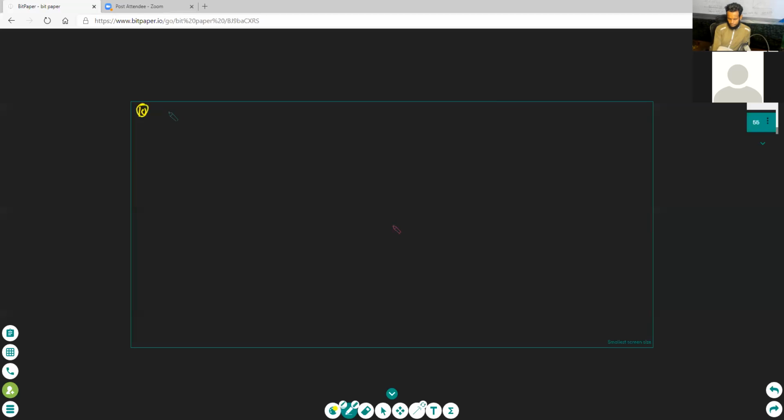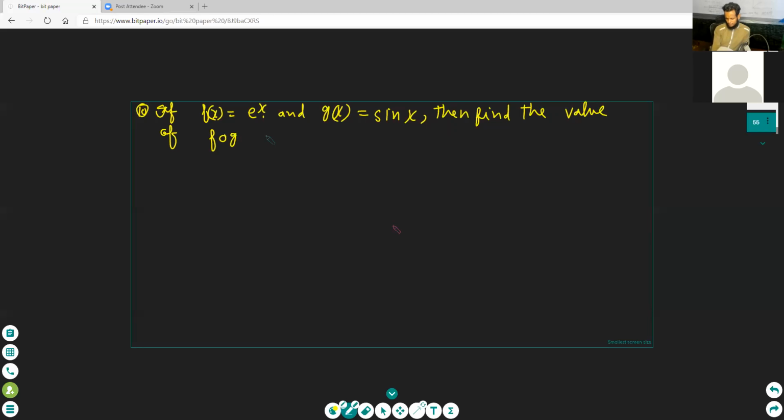This is question number 10. If f of x is equal to e raised to the power x and g of x is equal to sine of x, then find the value of f of g of square root of 2. Can you find the value? Solve it, okay?